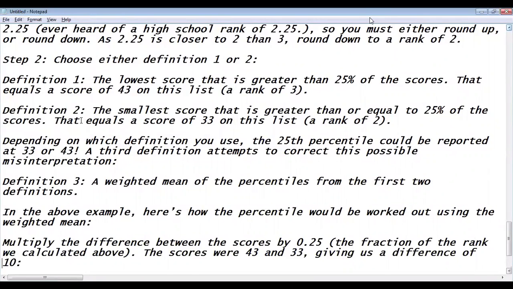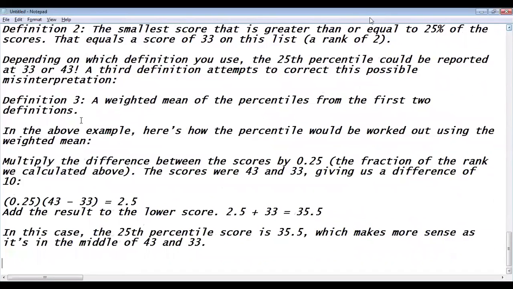So multiply the difference between the scores by 0.25, that is the 25%, correct? The scores we had got in the above definitions were 43 and 33. 43 was for rank 3, whereas 33 was for rank 2. So subtract them, and the answer is 10. Now we need to multiply by 0.25, that is 0.25 multiplied by 10 is 2.5.